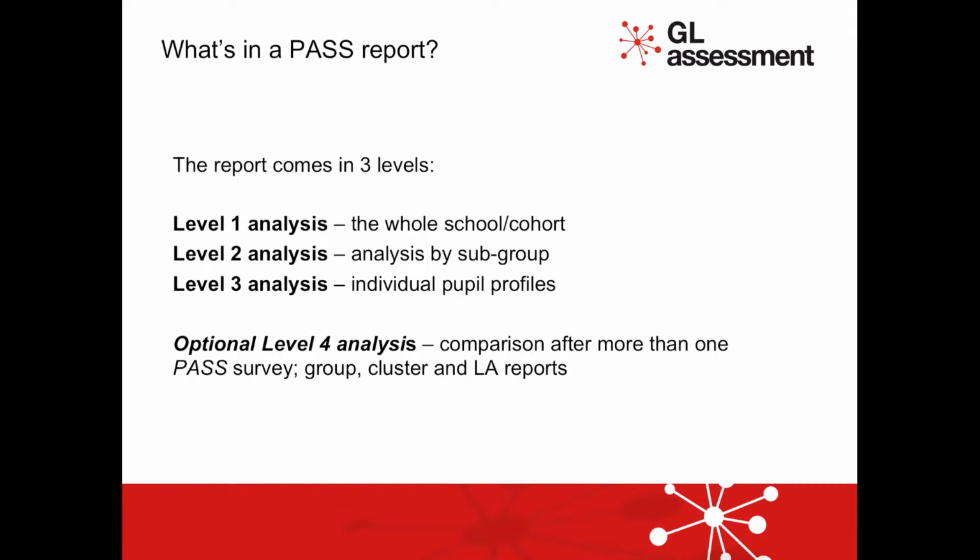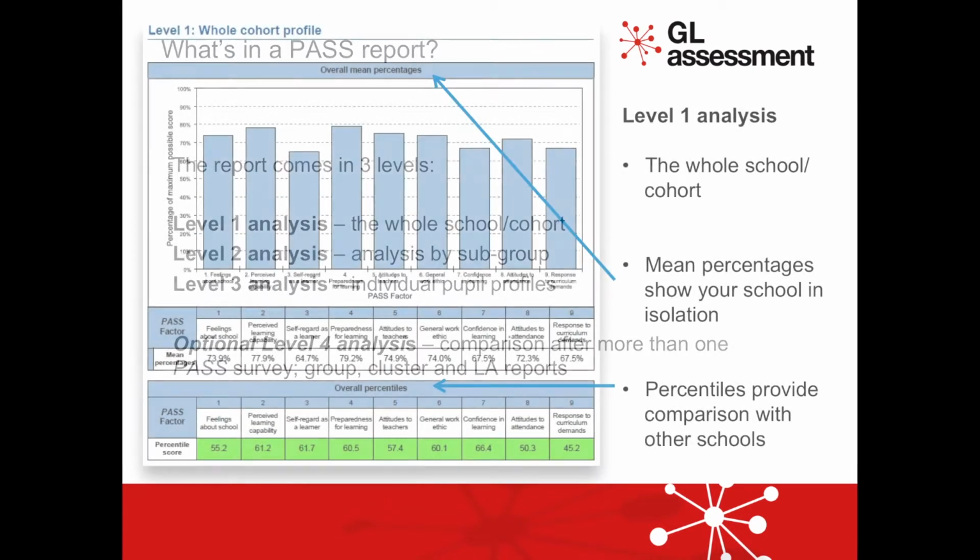Please note that if you are part of a cluster, MAT or academy chain, there is an optional 4th level, which is a cluster report. This looks at all the schools or academies within your group together. To find out more about cluster reports, please contact your area sales consultant.